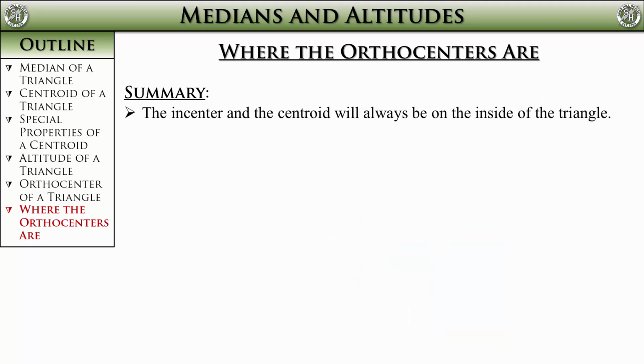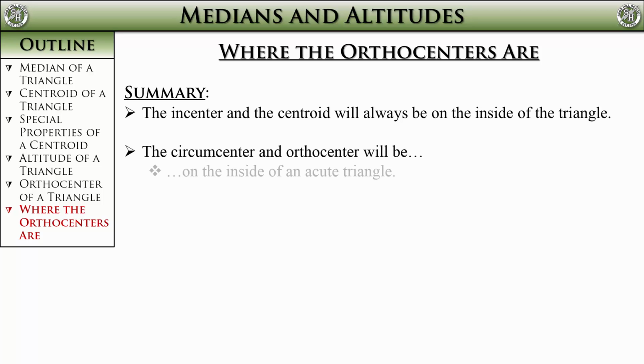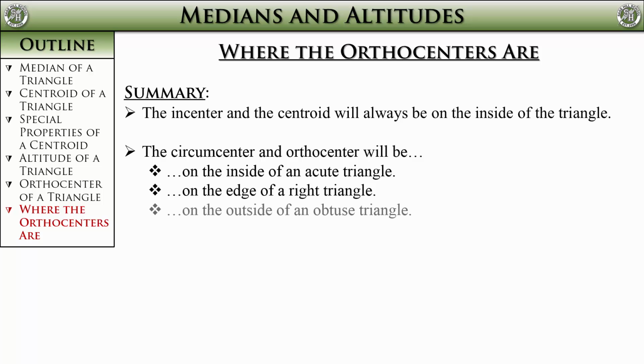Here's a quick summary from the last two sections. The incenter and centroid will always be on the inside of the triangle. Easy. The circumcenter and orthocenter will be on the inside of an acute triangle, on the edge of a right triangle, and on the outside of an obtuse triangle.